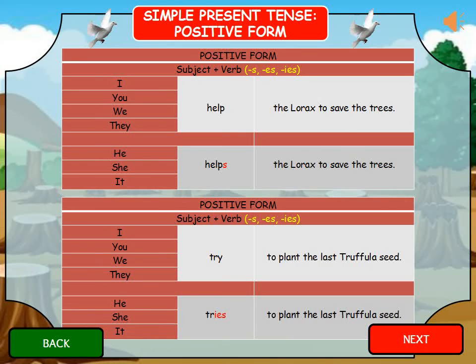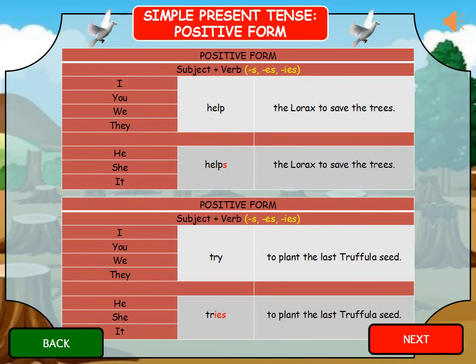Plural subject: I, you, we, they do not add s to the verb. For example, I helped the Lorik to save the trees. You helped the Lorik to save the trees. We helped the Loriks to save the trees. And they helped the Loriks to save the trees.